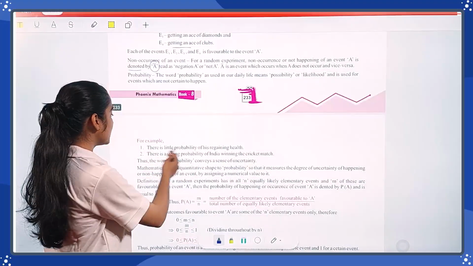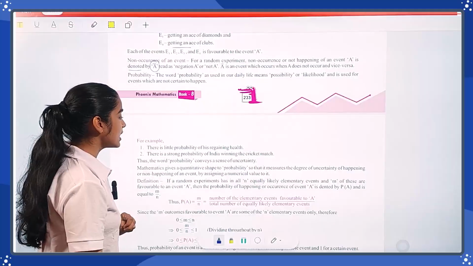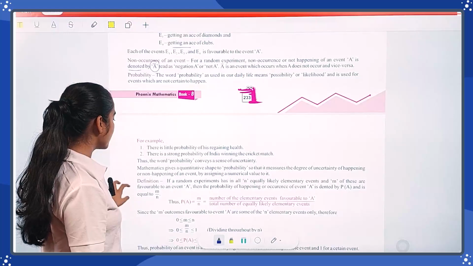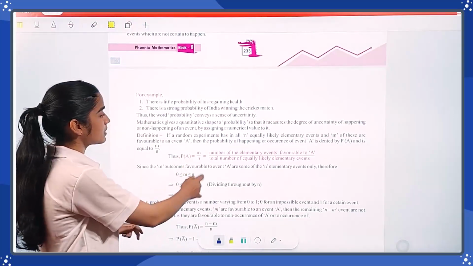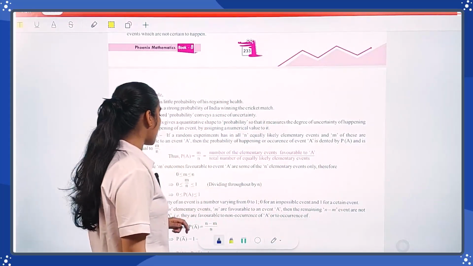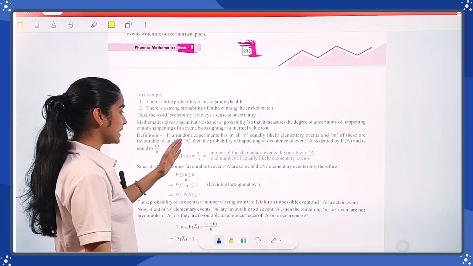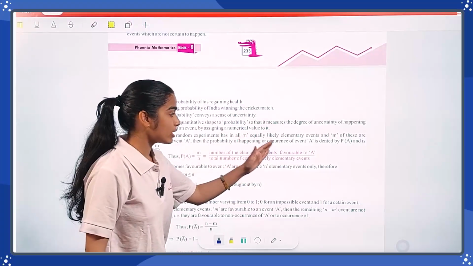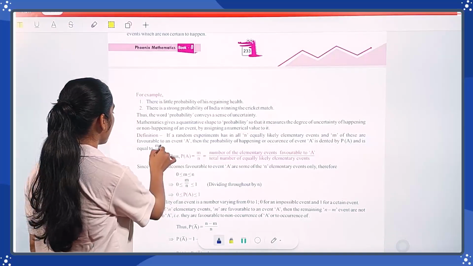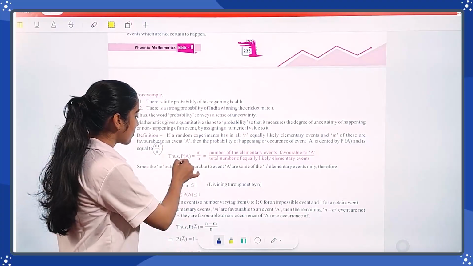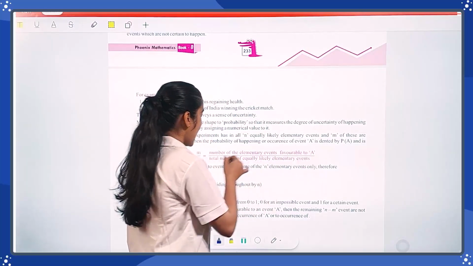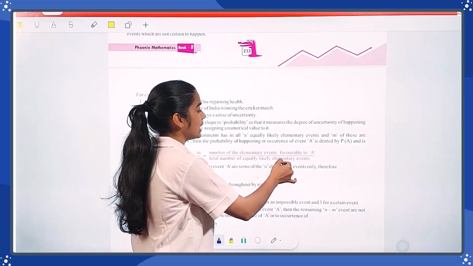Now, for example, there is little probability of his regaining health. There is strong probability of India winning in the cricket. So, definition: if a random experiment has in all n equally likely elementary events and m of these are favorable to an event A, then the probability of happening or occurrence of event A is denoted by P(A) and is equal to m upon n. It means probability of A is m upon n: the number of elementary events favorable to A, upon the total number of equally likely elementary events.